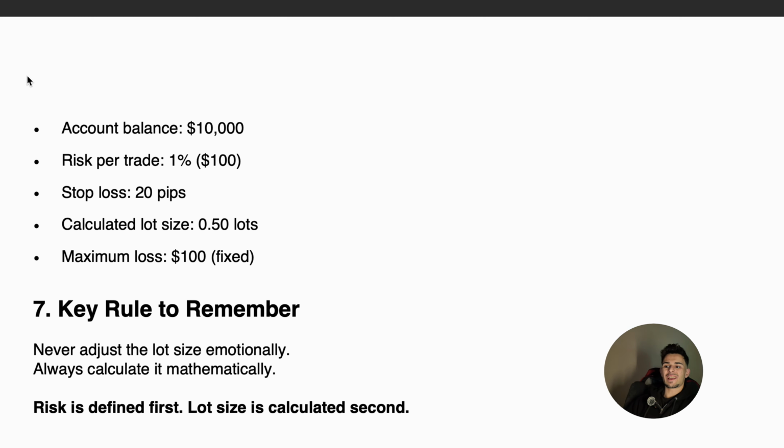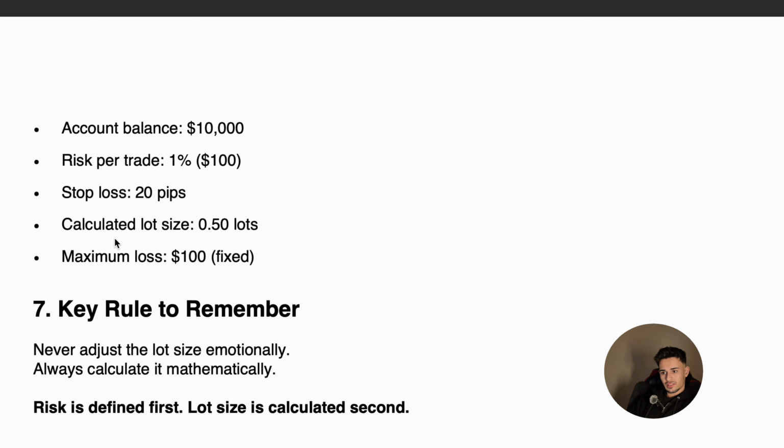So again, here we have our summary. Your account balance is 10K. Your risk per trade is 1%, $100. Your stop loss is about 20 pips. The calculated lot size then is 0.5 lots. That would mean your maximum loss in dollars is 100 euros.